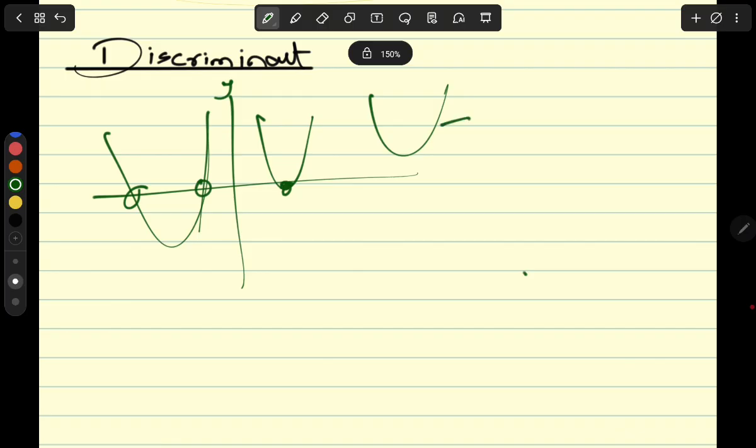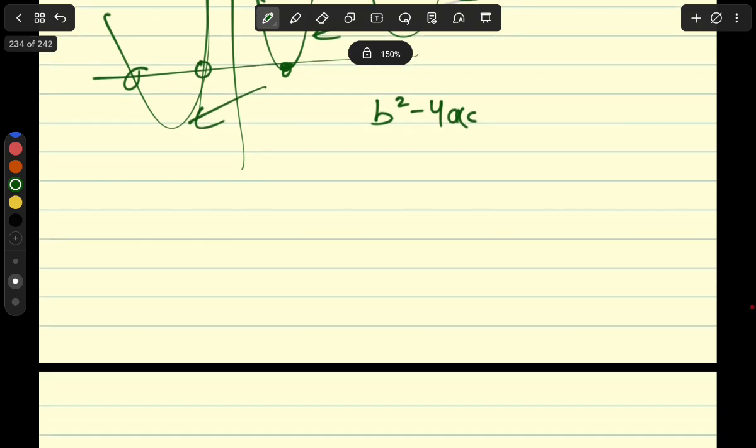Now, these are completely different graphs, but here's the beautiful part. One expression tells you which graph you're looking at. So this discriminant b squared minus 4ac, and the value that it gets, whether it is greater than 0 or less than 0 or equal to 0, you will be able to identify whether you are dealing with this one or this one or this one. Not the whole quadratic formula, just this part. Let's see how.